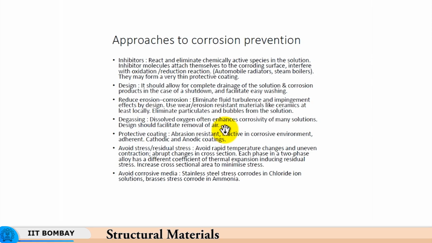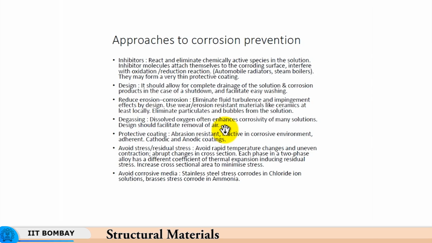Avoid stress or residual stress, that is another means. It can be avoided partly during design and partly during manufacturing. So, you have rapid temperature changes. When you heat treat the material, you quench heat treat, meaning you heat the material to high temperatures and quench it. This is what introduces these stresses. Well, it will give you the kind of microstructure you want, but then one has to take care of the stresses generated as well. I mean, one has to take cognizance of these stresses. Uneven contraction, abrupt changes in cross section.